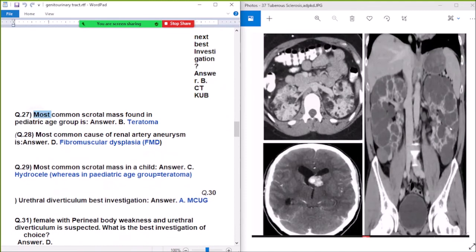Question 27. Most common scrotal mass found in pediatric age group is teratoma. Question 28. Most common cause of renal artery aneurysm is fibromuscular dysplasia.